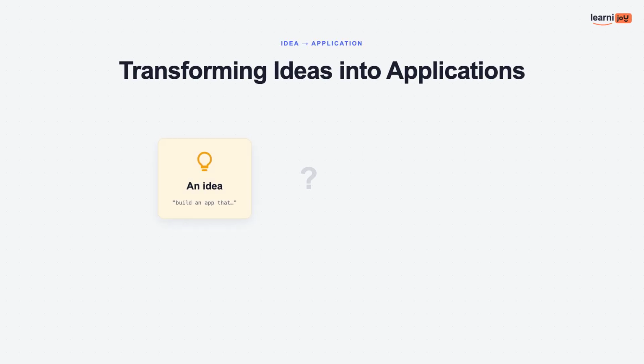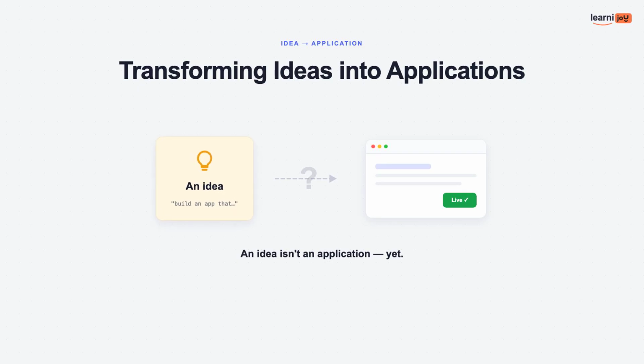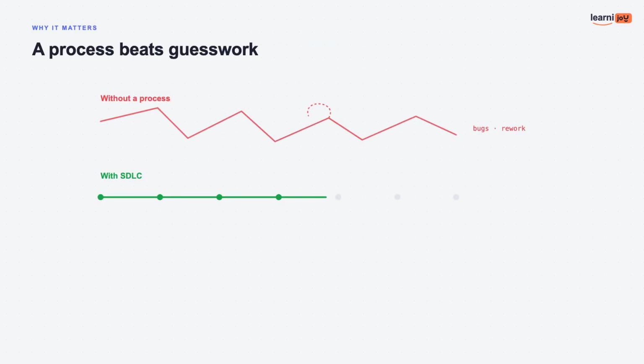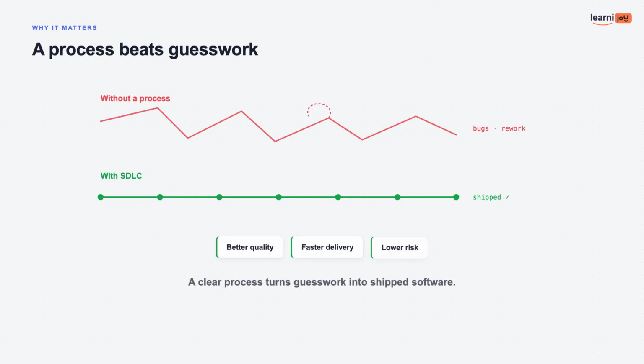Hook. An idea is not an application yet. Something has to turn that idea into shipped working software. Why it matters? Without a process, you get bugs and rework. With the SDLC, you get better quality, faster delivery, and lower risk.